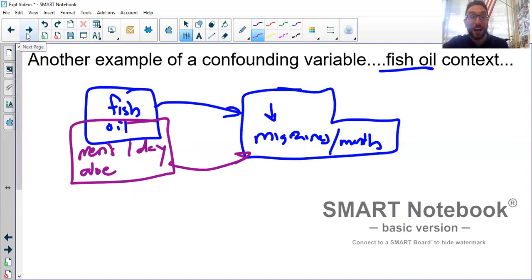So that's the deal with a confounding variable. I like personally to think about it as the thing that confuses me.